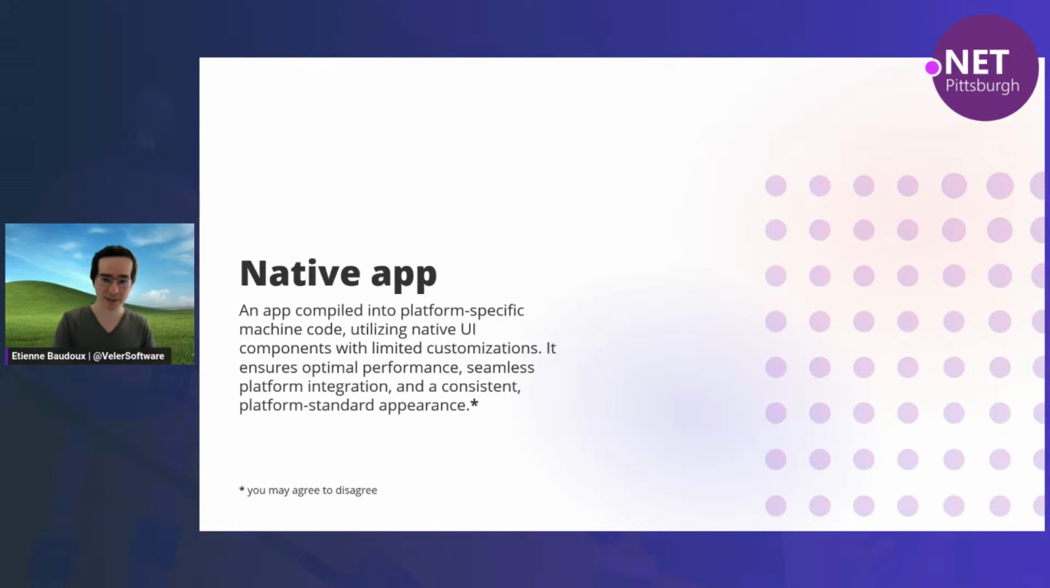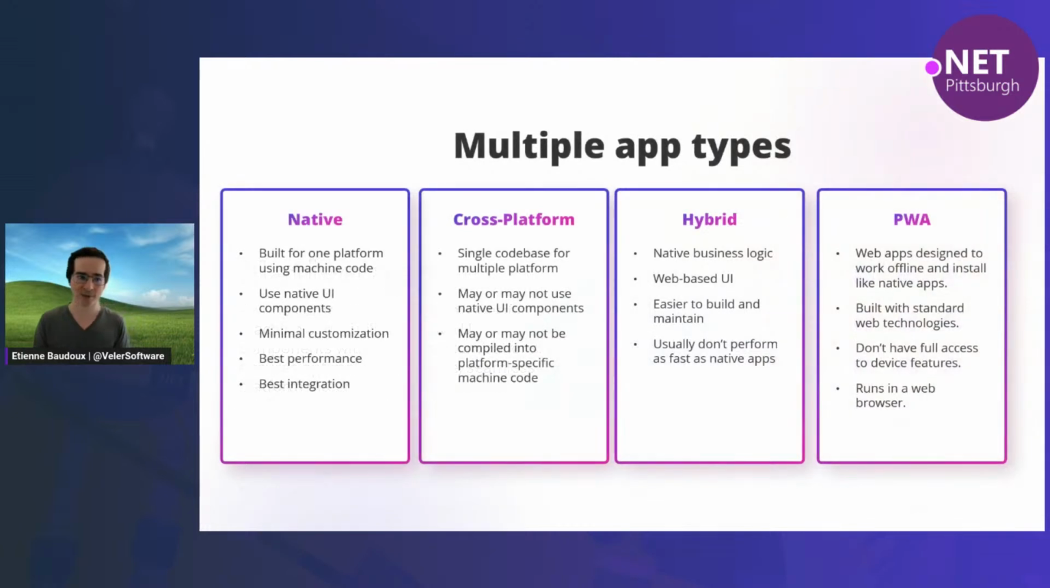And now that we have defined this, we are able to define the other kinds of apps. So native, we just talked about this: basically an app that is compiled to machine code, uses native UI components, and has no to just minimal customization. A cross-platform app is an app where usually you try to reuse the same UI on every operating system. It may or may not rely on native UI components under the hood, and it may or may not compile the app into machine code. And this really depends on what technology and what framework you are using here.